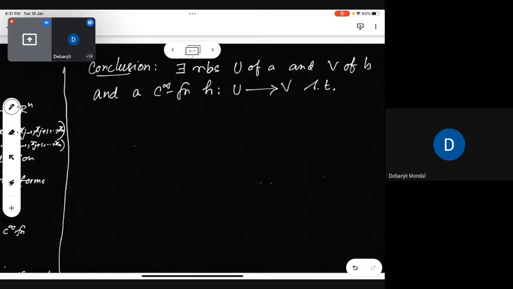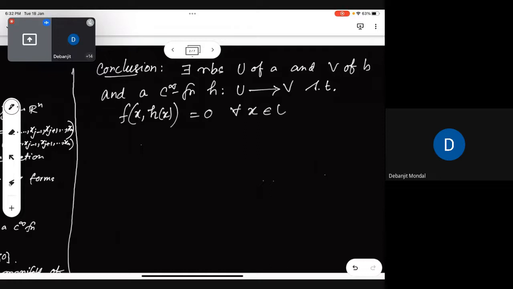And f of x comma h of x is equal to 0 on U. Sir, I think f of x comma h of x is equal to 0 for all x belonging to U. Right. So here you are right: f of x comma h of x is equal to 0 for all x in U. Right. So we have seen this conclusion, right? So this is the conclusion.